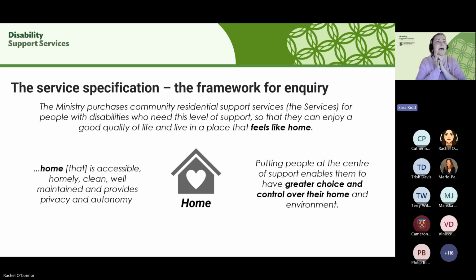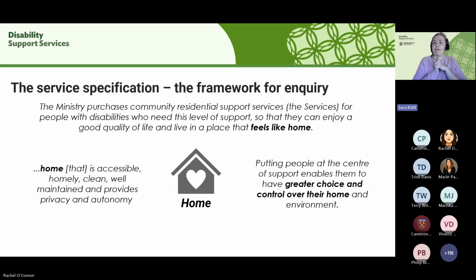Okay, so what does the BAT exactly explore to determine support needs? Through the service specification of the contract, disabled people are provided with a number of choices about how a residential care arrangement might work for them. And the residential care service specification has the concept of home at its centre.